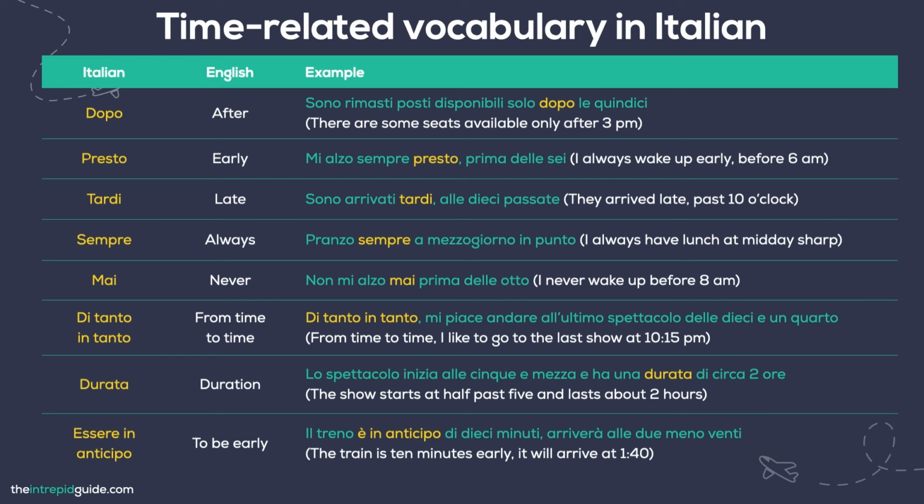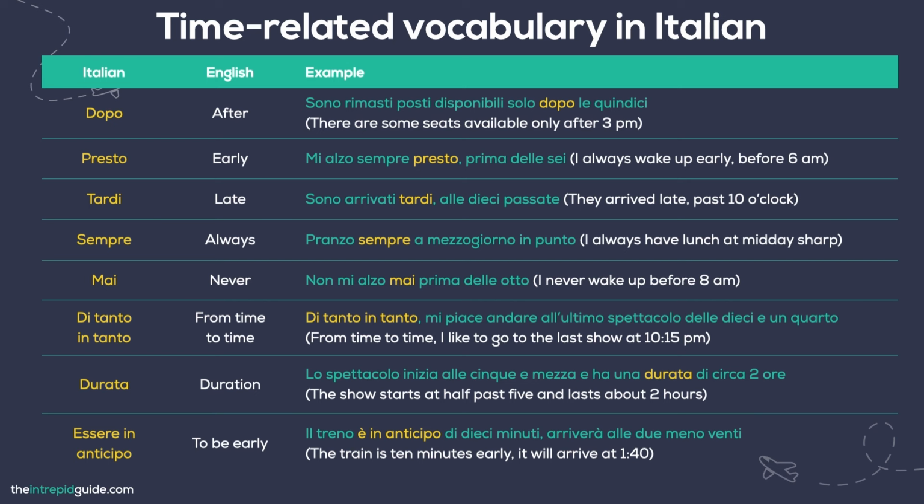Sempre. Always. Pranzo sempre a mezzogiorno in punto. I always have lunch at midday sharp. Mai. Never. Non mi alzo mai prima delle 8. I never wake up before 8 a.m. Di tanto in tanto. From time to time. Di tanto in tanto mi piace andare all'ultimo spettacolo delle 10:15. From time to time, I like to go to the last show at 10:50 p.m. Durata. Duration. Lo spettacolo inizia alle 5:30 e ha una durata di circa 2 ore. The show starts at 5:30 and lasts about 2 hours.